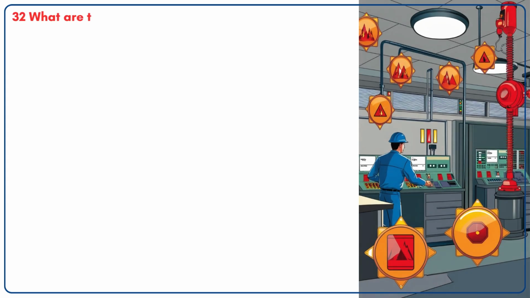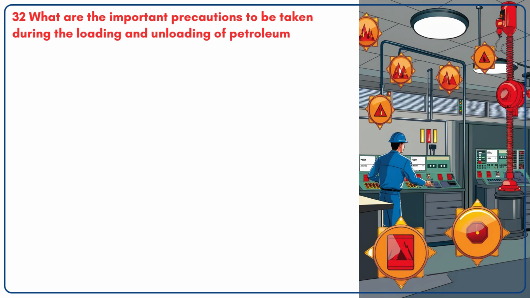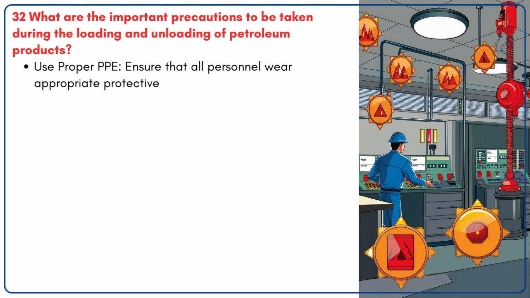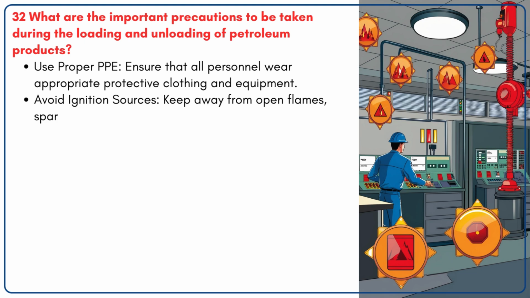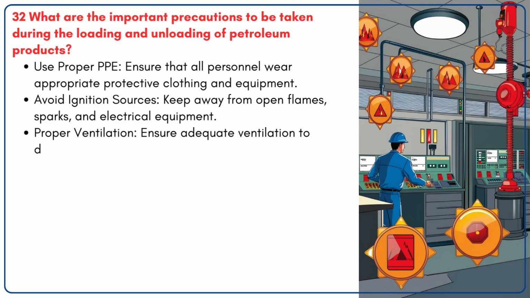32. What are the important precautions to be taken during the loading and unloading of petroleum products? Use proper PPE: ensure that all personnel wear appropriate protective clothing and equipment. Avoid ignition sources: keep away from open flames, sparks, and electrical equipment. Proper ventilation: ensure adequate ventilation to disperse any fumes or vapors.